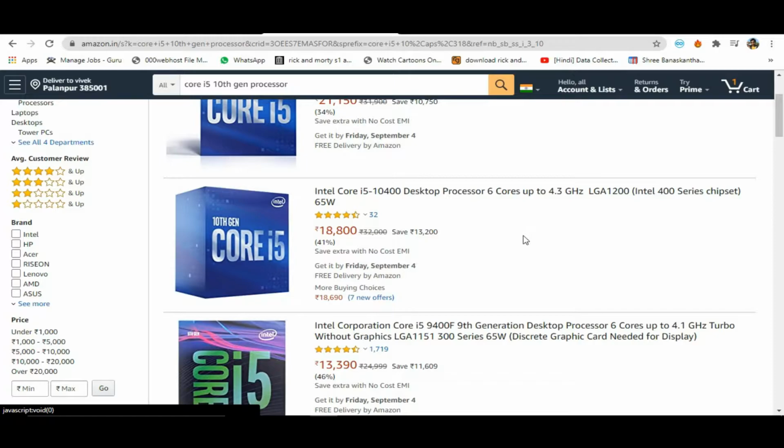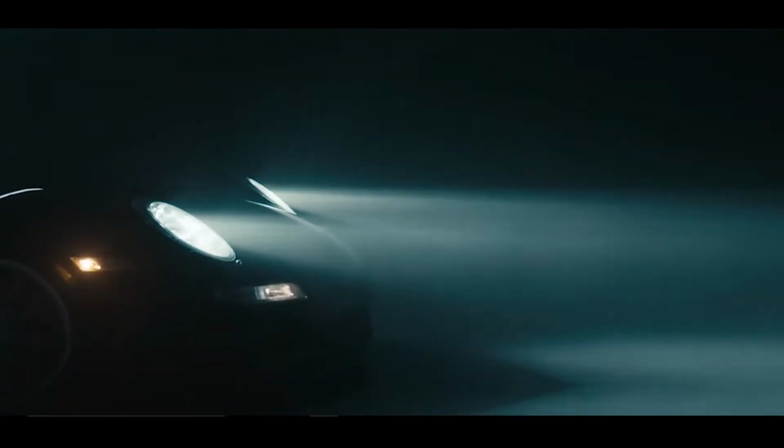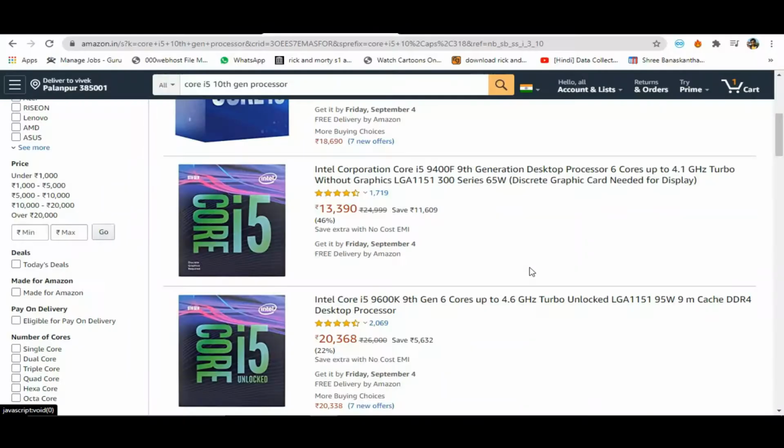Okay, but I recommend, if you have a lower budget, you can definitely buy this Intel Corporation Core i5 9400F 9th generation desktop processor, 6 core up to 4.1 GHz turbo, without graphics, LGA 1151 300 series, 65 watt. So the price of this is 30,319. So I think this is a good processor for you.